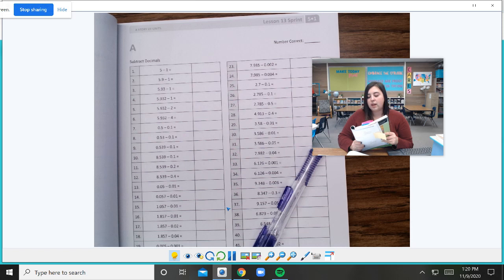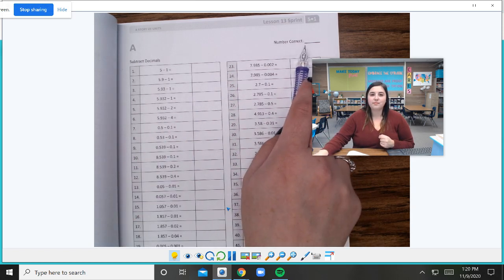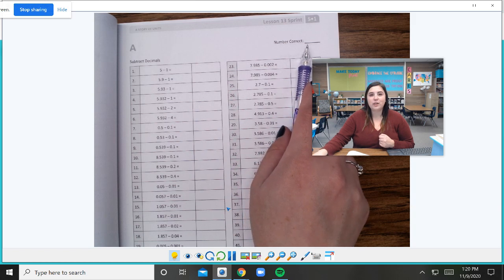9.342. 8.047. 9.107. 6.870. 4.548. 6.348. 6.528. 6.546. 6.136. 9.513. All right, how did you do? Count up how many you got correct, and you're going to put it at the top. And please pause the video if you need more time.